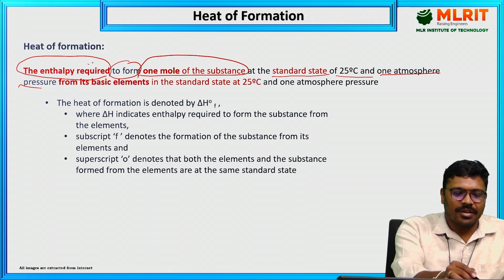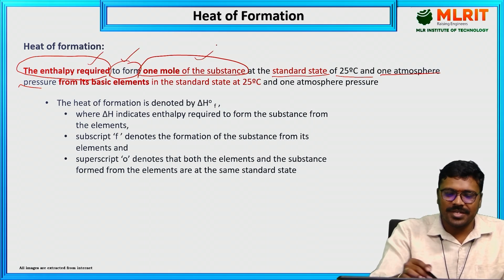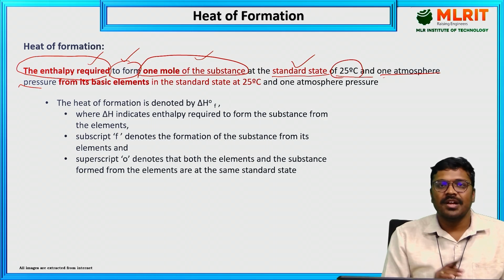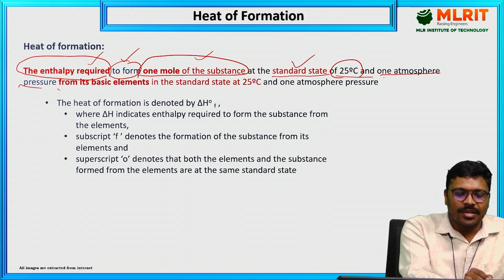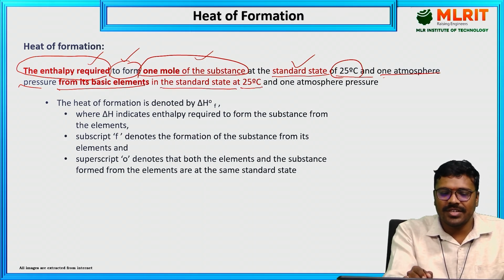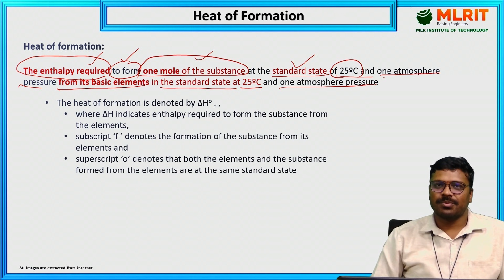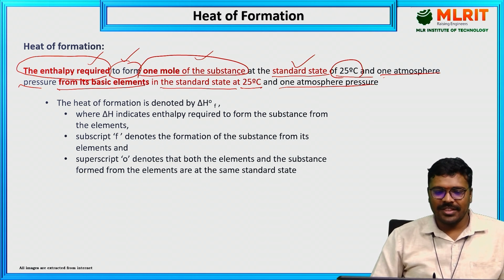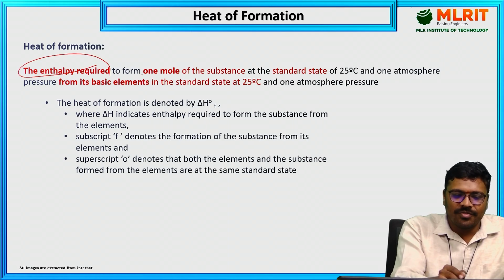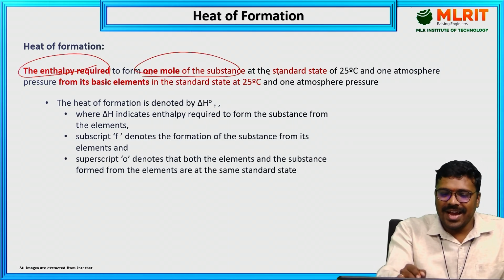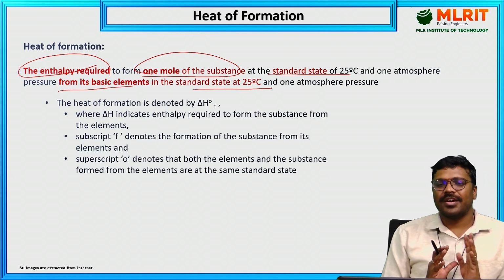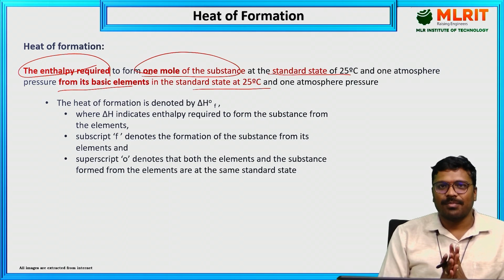So the enthalpy required to form 1 mole of substance at a standard state, that is 25 degrees centigrade and 1 atmosphere pressure, from its basic elements, which should also be at a standard state, that is 25 degrees centigrade temperature and 1 atmospheric pressure. This enthalpy required is called the heat of formation.